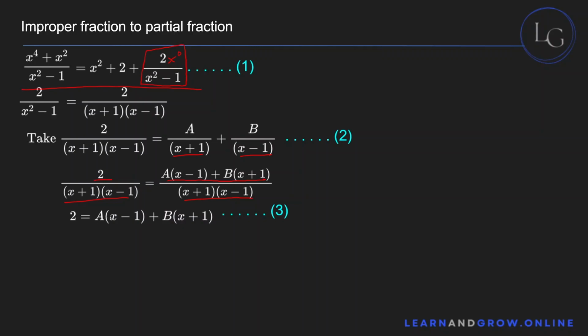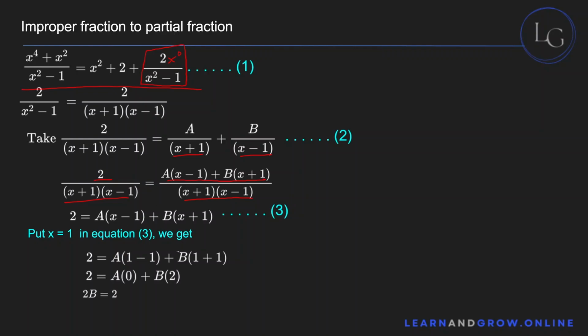So 2 is equal to a into x minus 1 plus b into x plus 1. Now, obviously, as we've done before, we need to eliminate either of the a and b terms first. So let's say we'll eliminate this a term first. To do that, you need to put x is equal to 1. So a will be multiplied with 1 minus 1, which is equal to 0, and hence the a term will be eliminated, it will become 0.